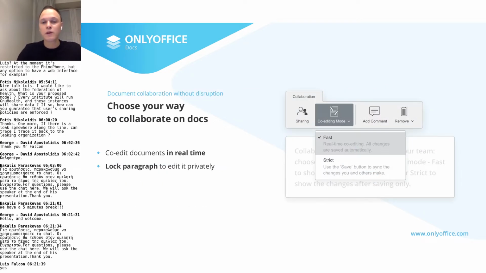As for collaboration features, Docs provides you with 2 co-editing modes so that you can choose between them. You can either use fast mode to edit in real time and everyone will see your changes immediately, or you can use strict mode, which is going to lock the paragraph that you're editing and will not show the changes unless you finish, unless you save the document.